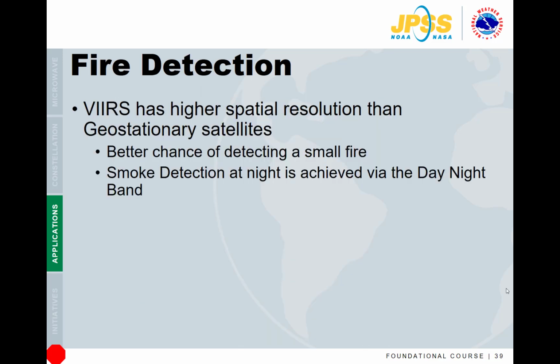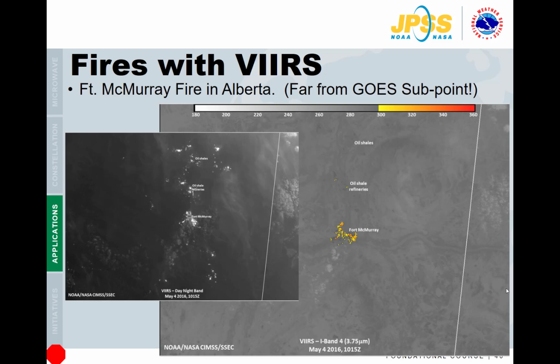VIIRS imagery detects fires. There are multiple shortwave infrared channels that can be used, and some have excellent horizontal spatial resolution, meaning small fires are detected. In addition, as mentioned, smoke from fires shows up in the day-night band. Here's an example of the Fort McMurray fires over Alberta way back in 2016. This is at 56 degrees north latitude, far from the GOES subsatellite point.